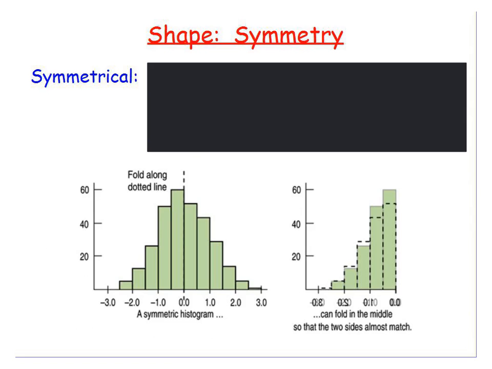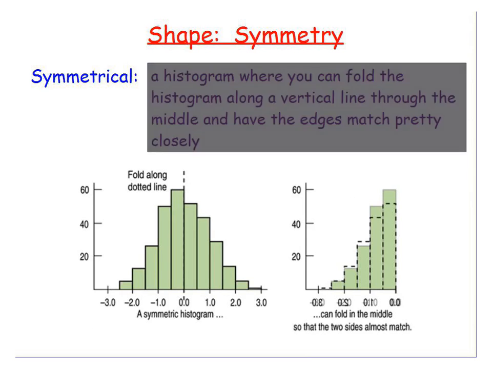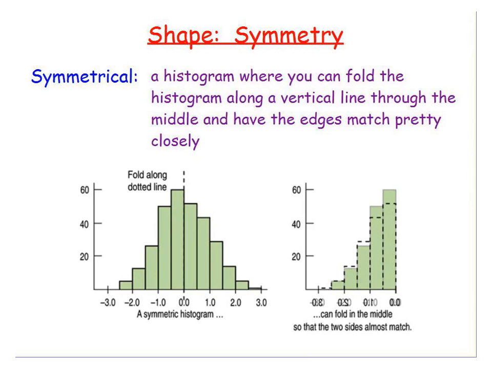There's other ways to describe the graphs other than their humps. Hopefully you've heard the word symmetrical before. Symmetry means that something looks the same. Symmetrical is simply a histogram where you can fold the histogram along a vertical line through the middle and have the edges match up pretty closely. So this graph, notice there's a little dashed line going down the middle right here. If we take and fold that graph over, if you notice, things line up pretty evenly. Are they perfect? No, they don't have to be. They just need to kind of look the same.